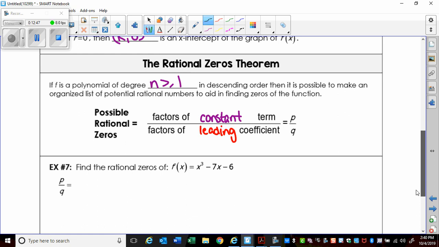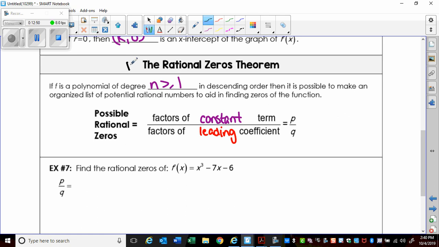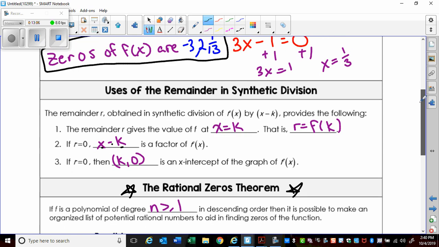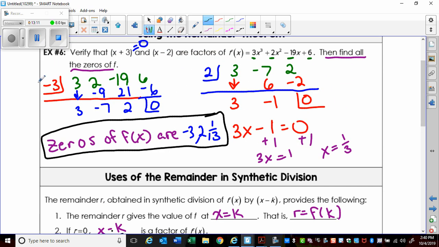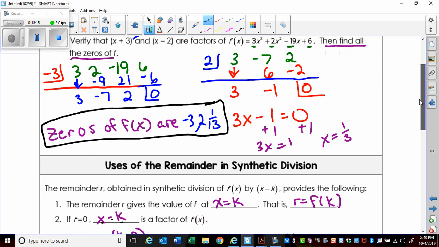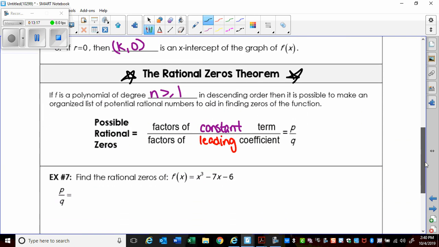The rational zero theorem, this is very, very important. Put some stars by it. If a polynomial of degree n is in descending order, then it's possible to make an organized list of potential numbers to aid in finding the zeros of the function. So how do we know which numbers to divide out and find out if it is a factor? What if they don't give it to us? Well, there is actually a way to find them out.